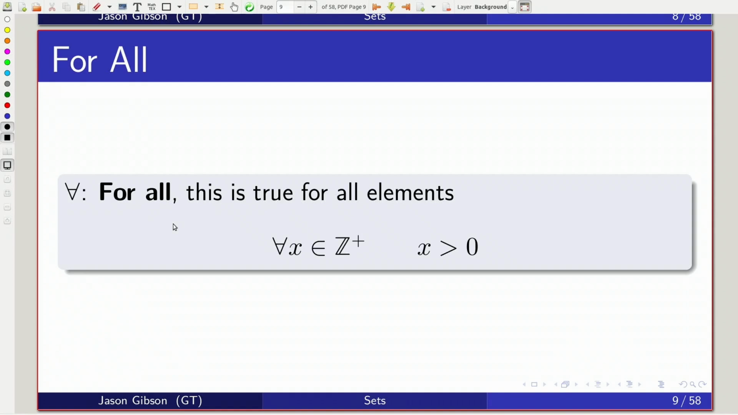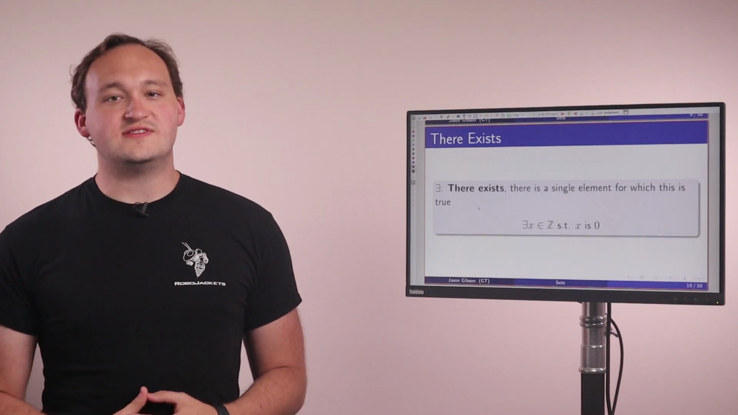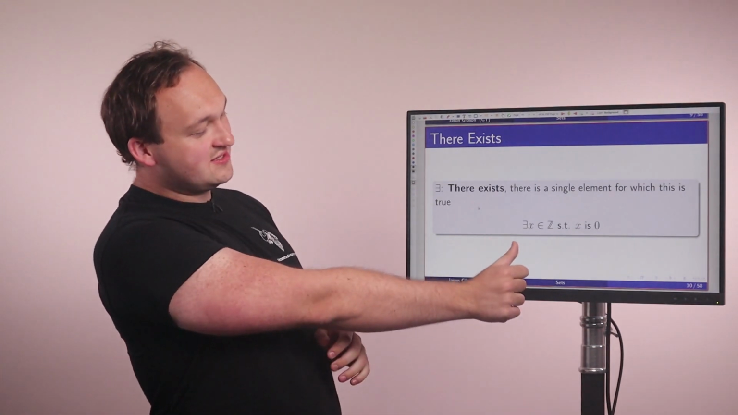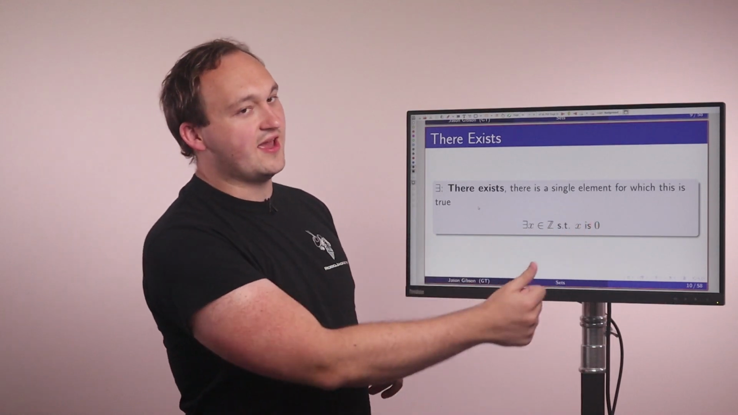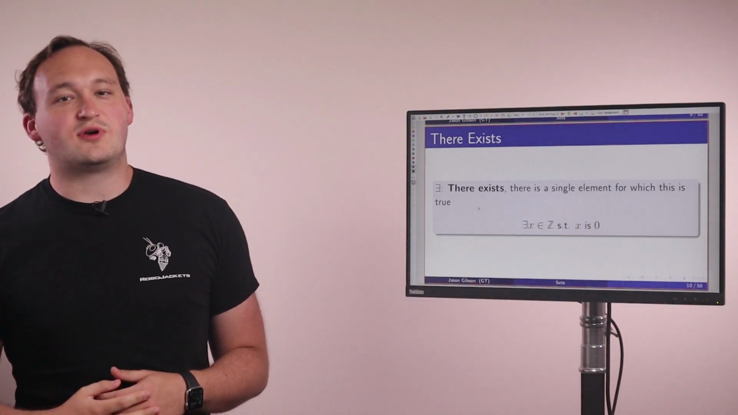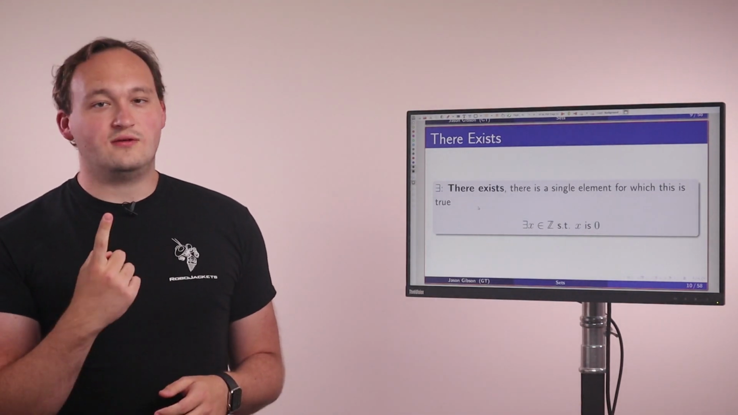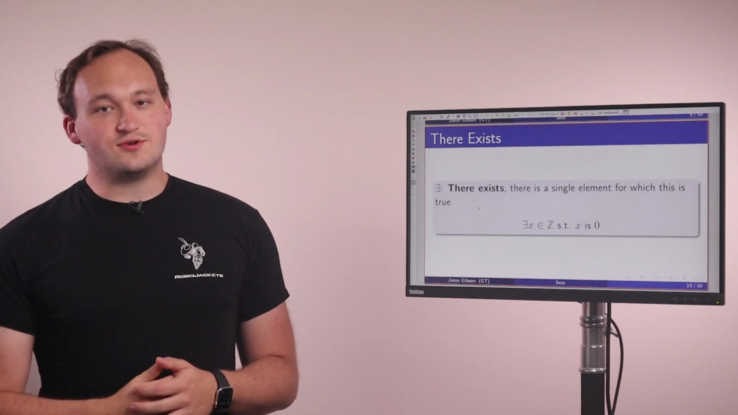And this is kind of where this notation comes from. So next we have there exists. This just means that there's a single element for which this is true. So this would be read as, there exists an X in the set of integers such that X is 0. And that does not mean this property needs to hold true through all of them, or even any except for 1. If one element has this property, this statement is true.